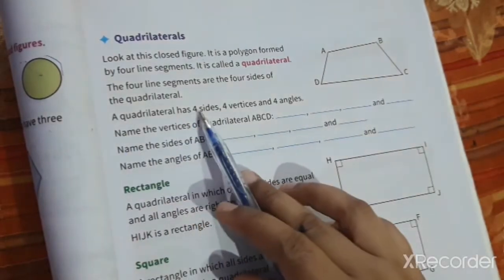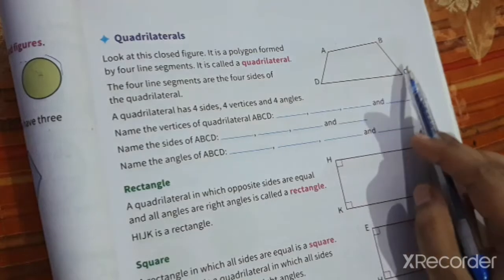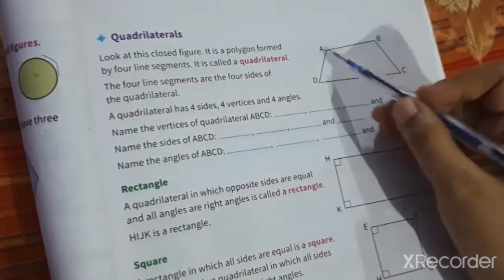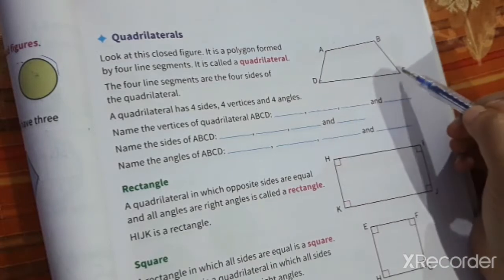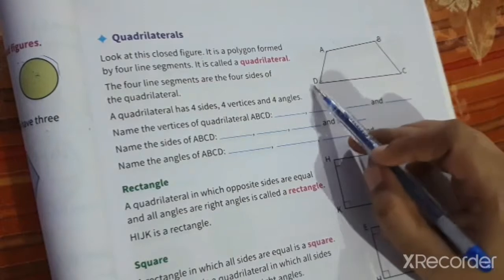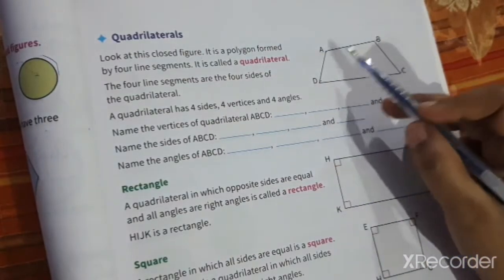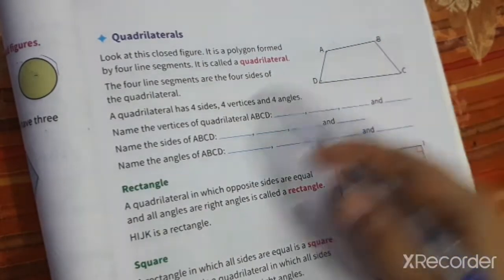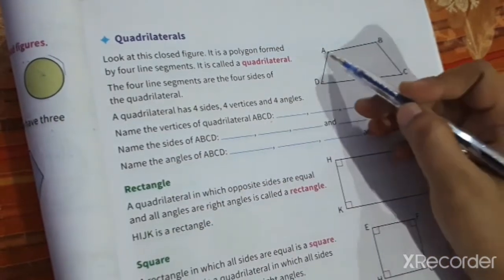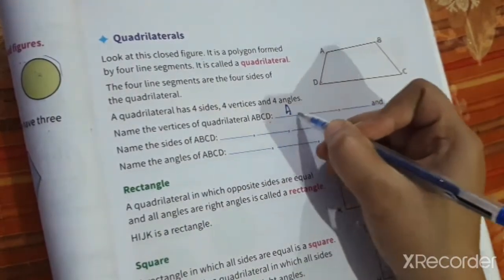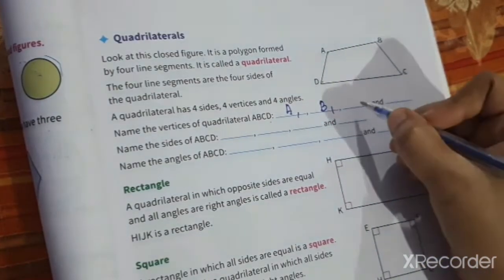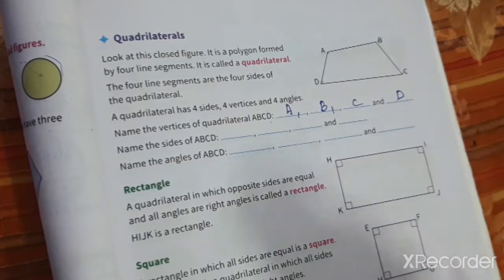A quadrilateral has 4 sides AD, BC, DC, AB, 4 vertices, point A, point D, point C, point B, and 4 angles, angle A, angle D, angle C, angle B. We have to write that angle on center. Okay, name the vertices of quadrilateral ABCD. Vertices: A, B, C and D.